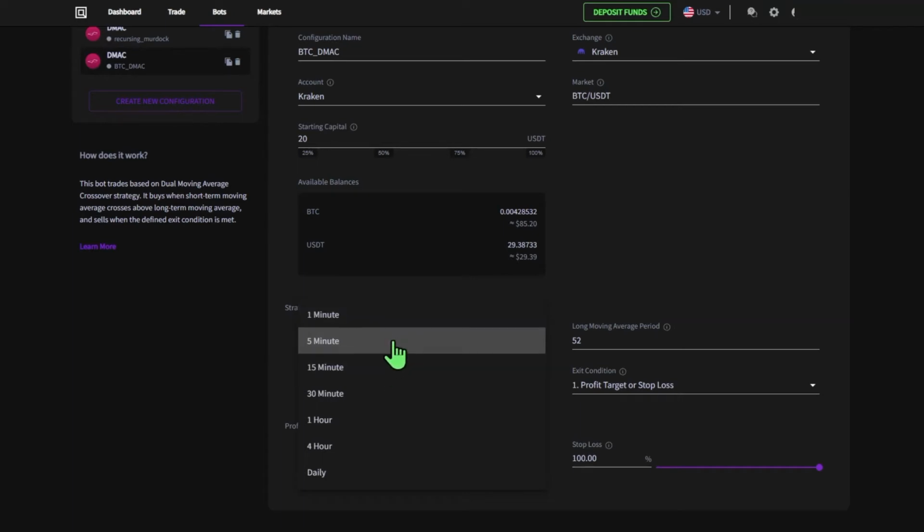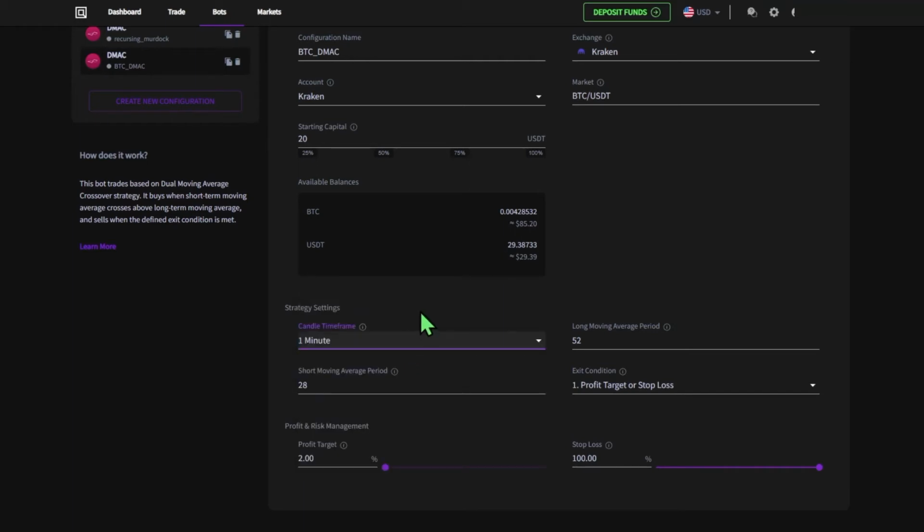Now, if you have a play that you want to play out for the long term, or just to see a move that can potentially happen and you want to make sure you execute on that move when the time comes, then you may want to set 1 hour or 4 hour, or even daily. For the sake of this video, we're going to select the 1 minute candle time frame.